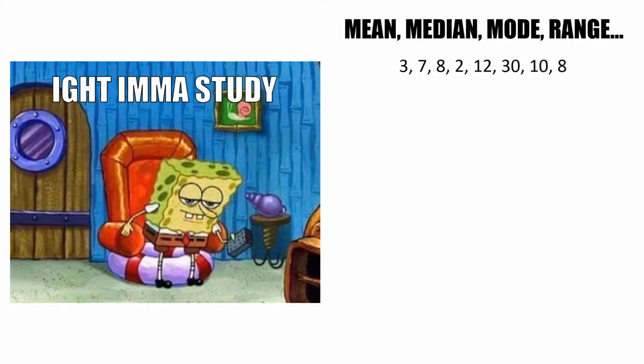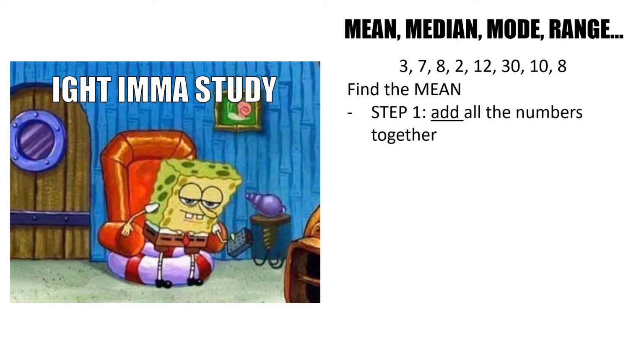So, mean, median, mode, and range. If I give you this list of data and ask you to find each one of those things, let's review what you need to do. The first step, if I ask you to find the mean, is to add all these numbers together. So you're going to add 3 plus 7, plus 8, plus 2, plus 12, plus 30, plus 10, plus 8, and you should find out that all together that equals 80.